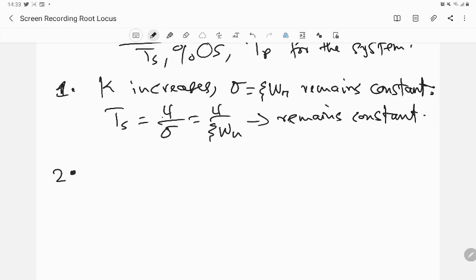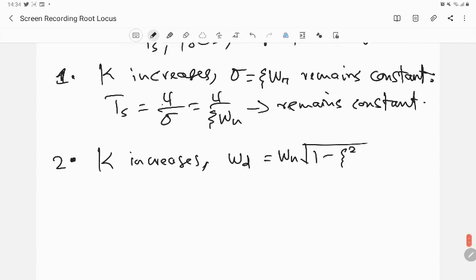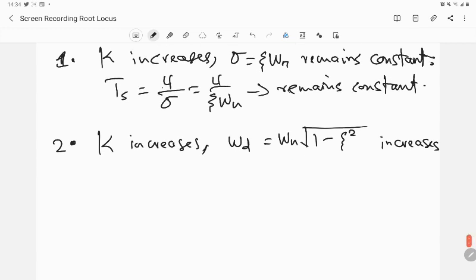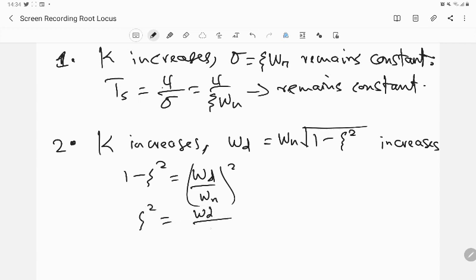The second thing we can deduce about the underdamped system is that as k increases, you will see that the omega d also increases. Okay, so from this we can see that our zeta, so we say 1 minus zeta squared equals omega d over omega n squared.